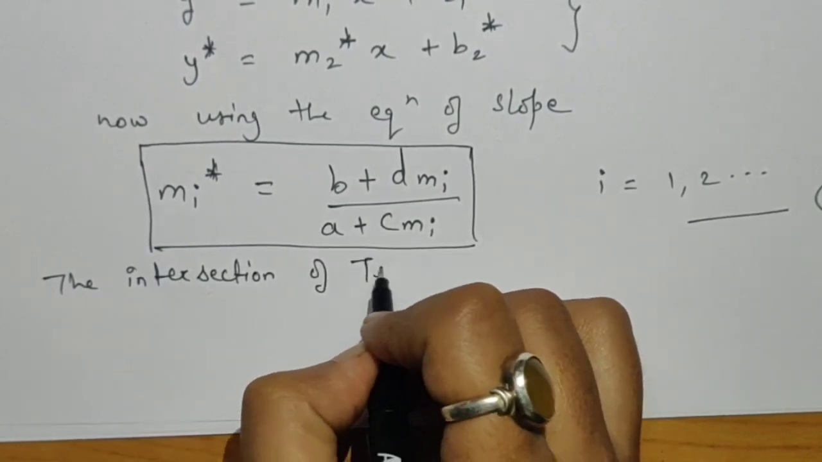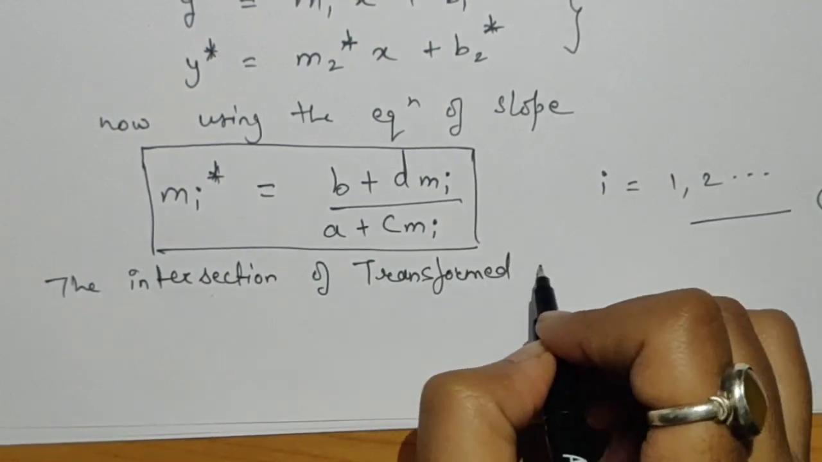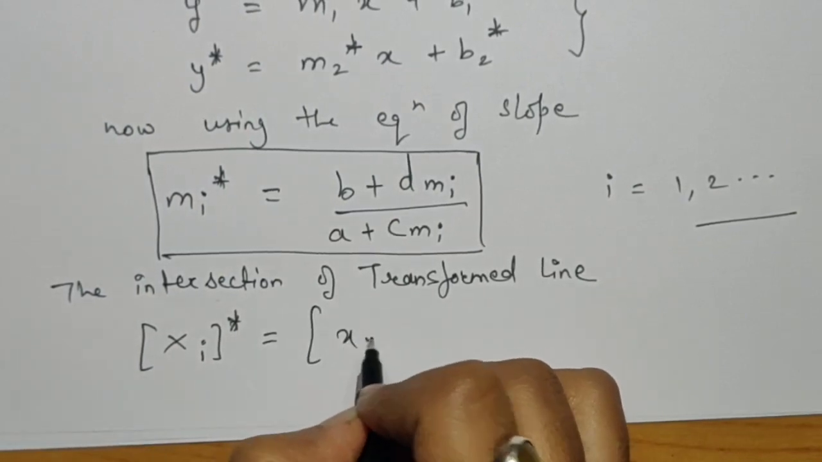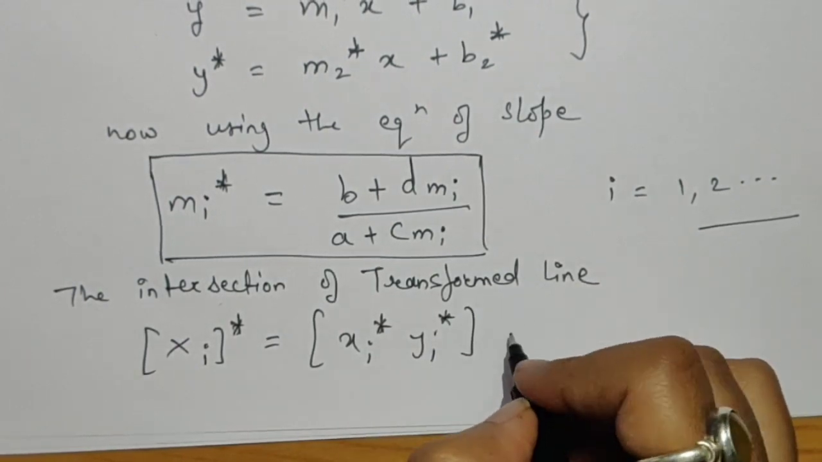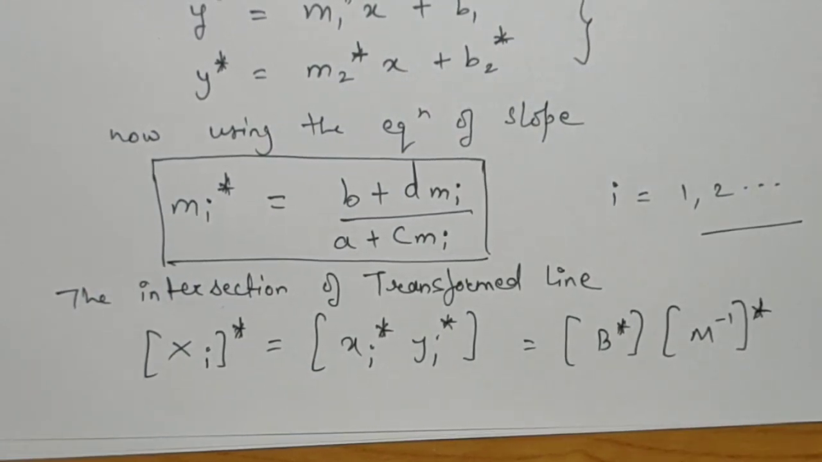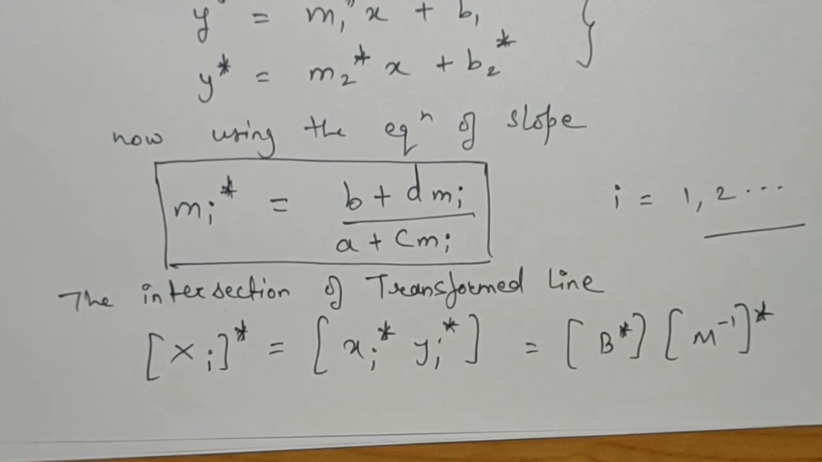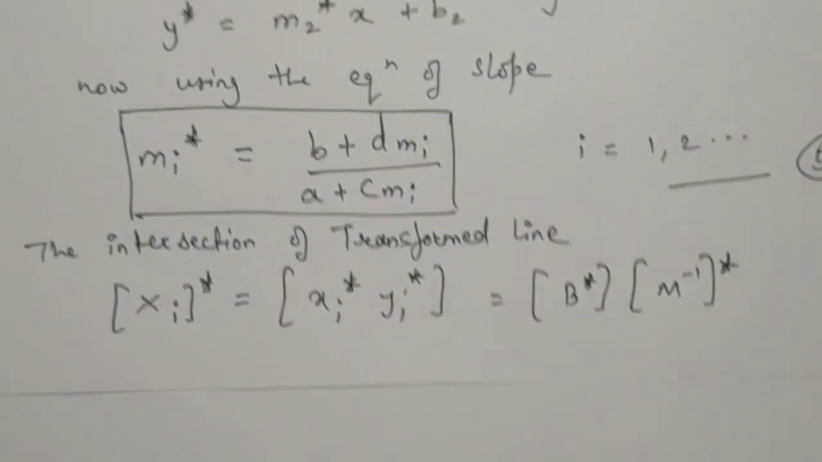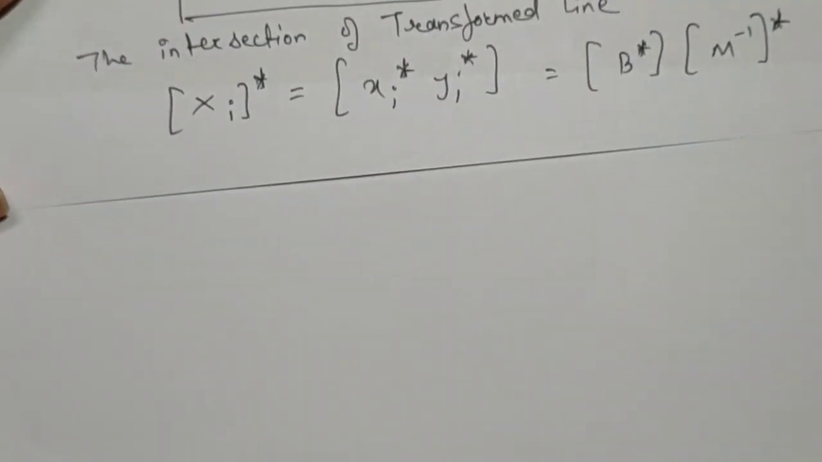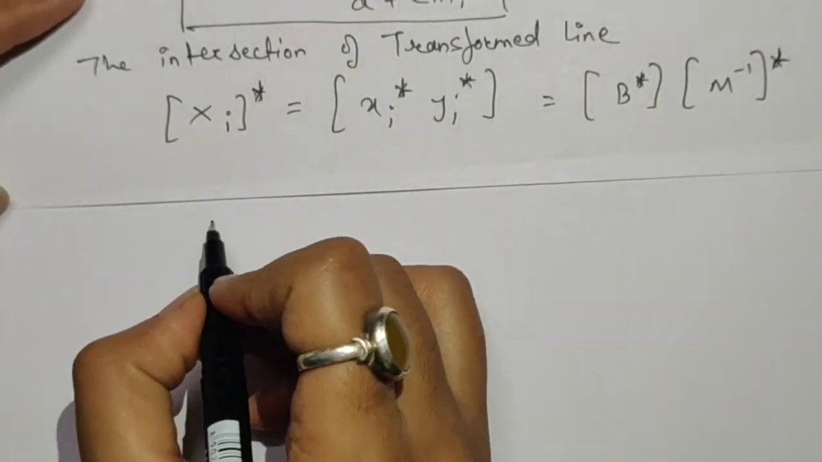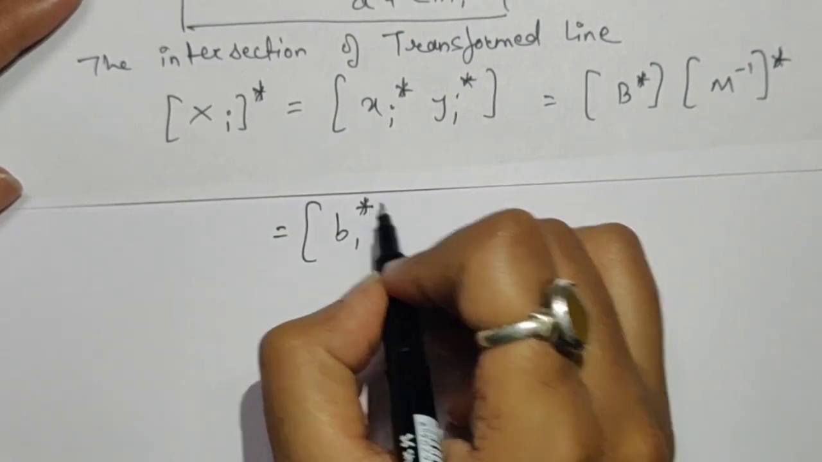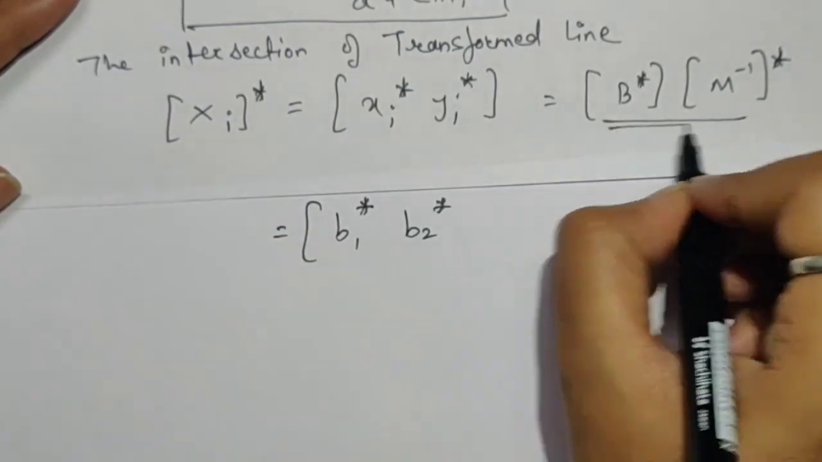Okay, so now the intersection of transformed lines will be xi star, yi star, that will be b star and m inverse star. Okay, so this is the equation of intersection of transformed lines. Now, let's substitute the values here. So there will be b1 star, b2 star. Okay, see this here, we are solving this matrix.